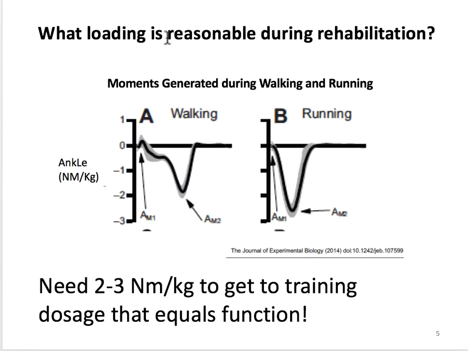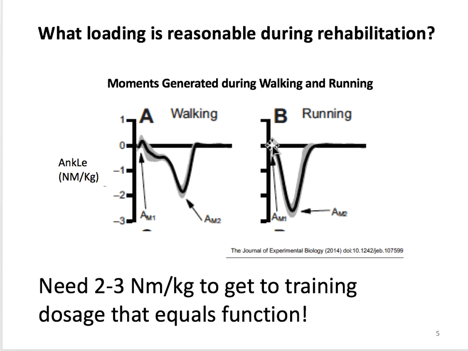Now the next question is, what loading is reasonable during rehabilitation? You might recall that the PCSA, or the physiologic cross-sectional area of the soleus, is the largest in the body. As a consequence, it's able to generate large amounts of force and torque at the ankle joint. We see that reflected here in moment graphs during walking and running. The initial point here is the initial contact during walking, and then this 0 point, when it returns to 0, that's toe off.